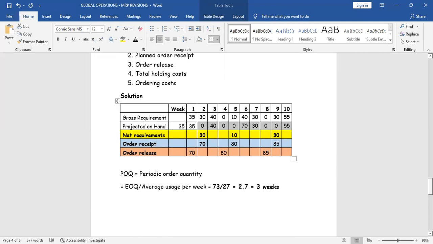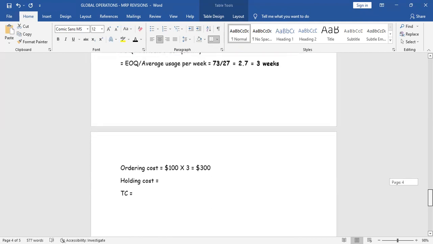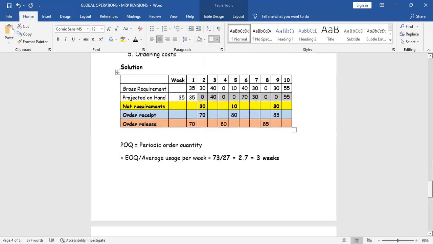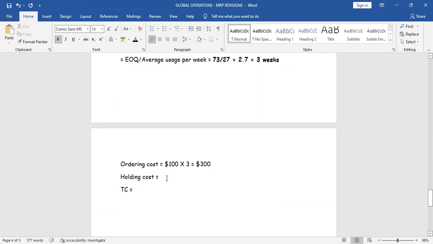So what I've added actually makes up the total inventory which was held, where I added 40 plus 70 plus 30 plus 55, which is the projected on hand, with the exception of the 35, which was just flowing through from the other period. So what I have here is 195. 195 is the total inventory that we're going to hold, and we are holding it at $1 holding cost per week per unit.